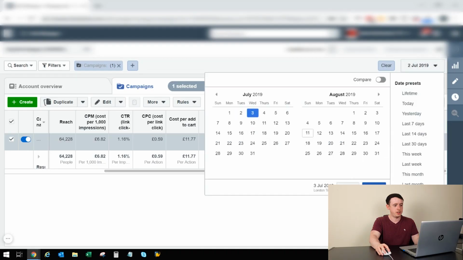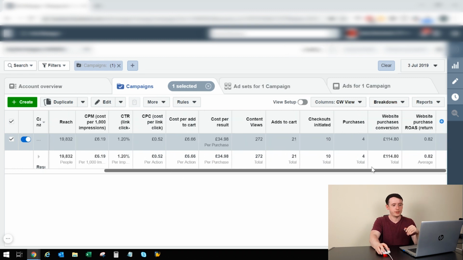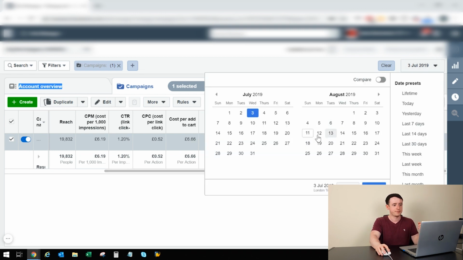So then on the 3rd of July, it spent 139. So it really dropped off now. Because if you look here, it was a really bad day. So this is one of the worst days that I had. It dropped down to a 0.82. So Facebook's now struggling to reach those people and get those sales at the same cost that it was at the beginning of the campaign.